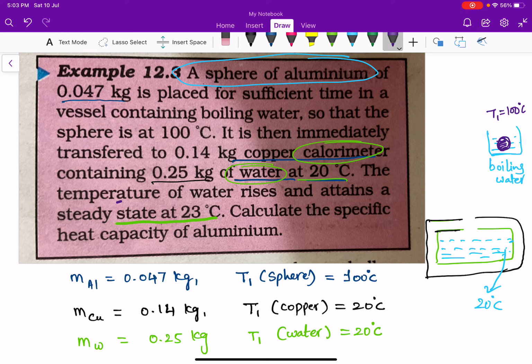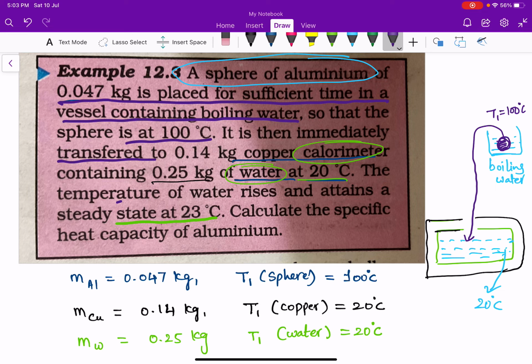See here, a sphere of aluminum of 0.047 kg is placed for sufficient time in a vessel containing boiling water so that the sphere is at 100 degrees Celsius. It is then immediately transferred to a copper calorimeter that is containing water at 20 degrees Celsius. So now this is being transferred to the copper calorimeter which is having water inside.